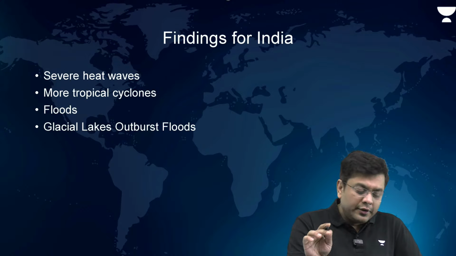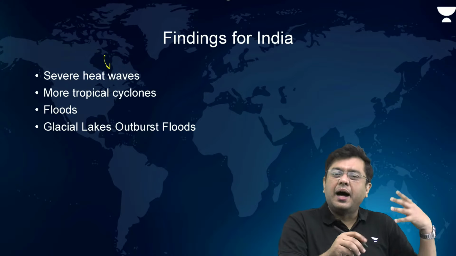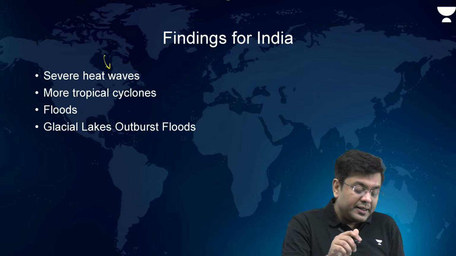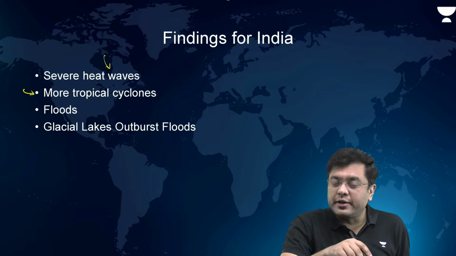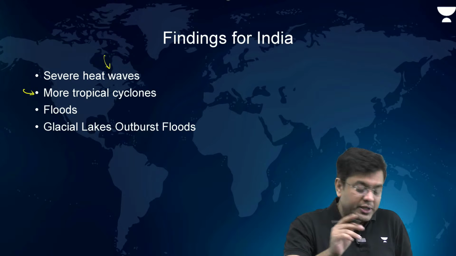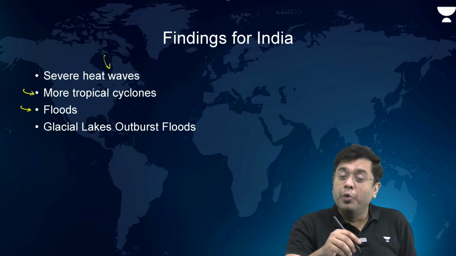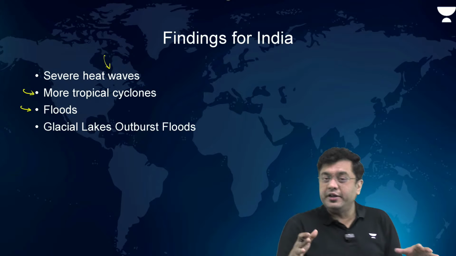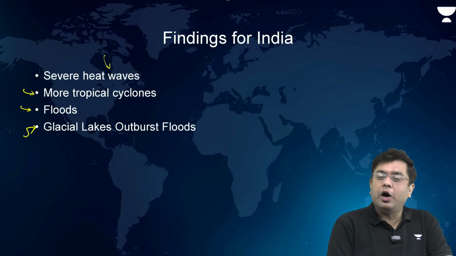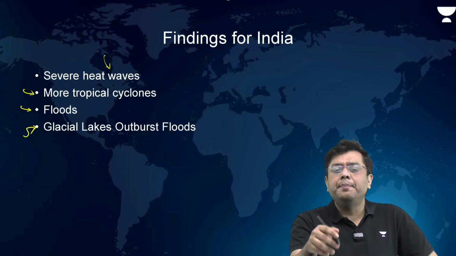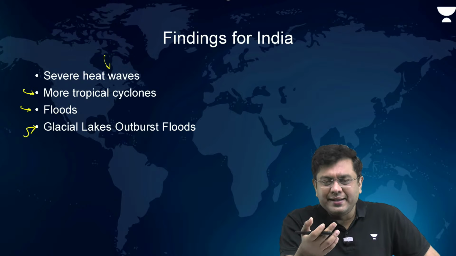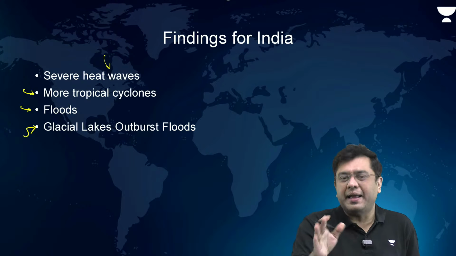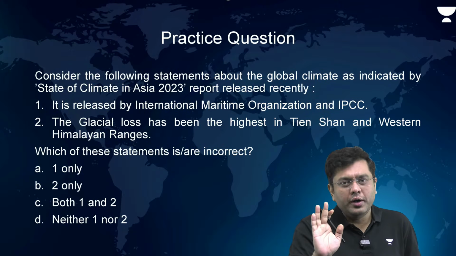Findings for India. So severe heat waves, they start occurring much earlier, which leads to the loss of crops like wheat. Then more tropical cyclones have started to hit the eastern and the western coastline. Floods have become more common because of climate-induced frequent rainfall and massive discrepancy in the distribution of rainfall. And glacial lake outburst floods in regions like Sikkim, etc., there the incidence, the frequency, and also the disaster-causing ability, that has also increased massively. So that is the overall report.